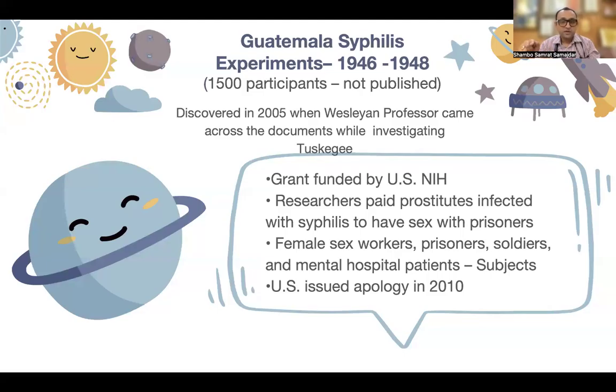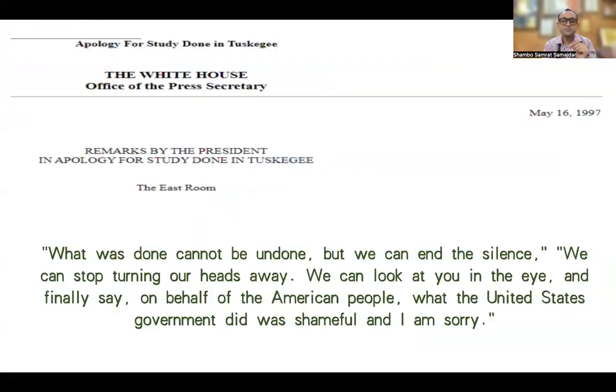This is again a continuation with the Tuskegee syphilis trial, the Guatemala syphilis experiments from 1946 to 1948, almost 1,500 participants, not published. The grant funded by US NIH, just imagine. Researchers paid prostitutes infected with syphilis to have sex with prisoners, some soldiers, and mental hospital patients. They were the subjects. So in 1948, the experiment had finished, and the US issued an apology in 2010.